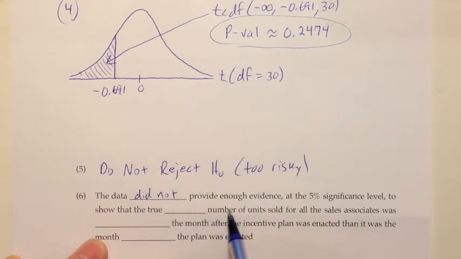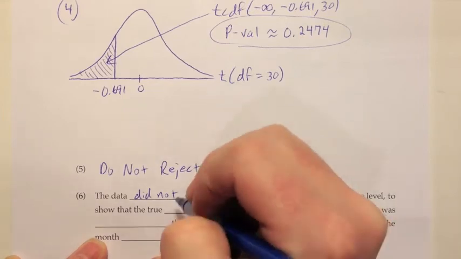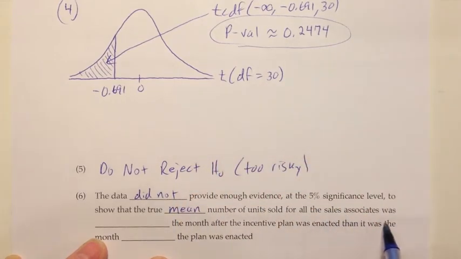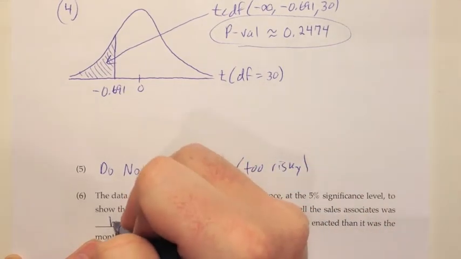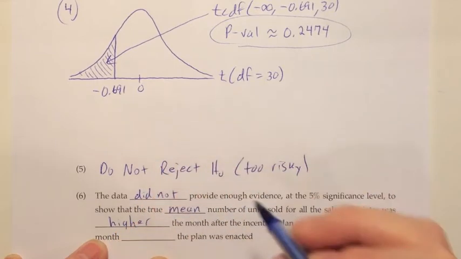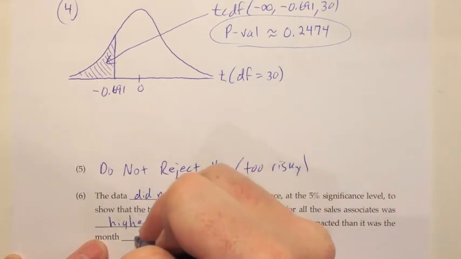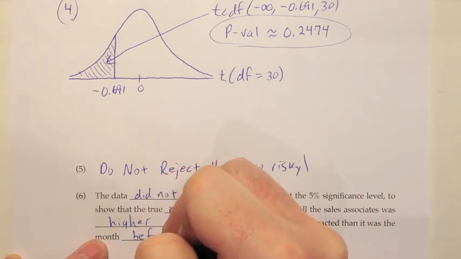So the data did not provide enough evidence at the 5% significance level to show that the true mean number of units sold for the sales associates was higher the month after the incentive plan was enacted than it was the month before the plan was enacted.